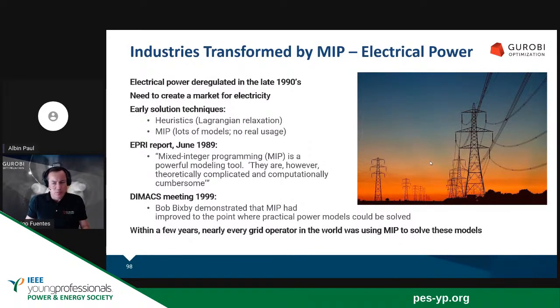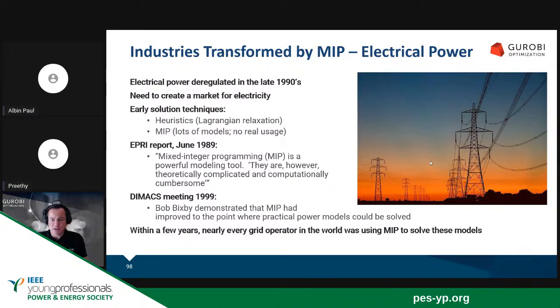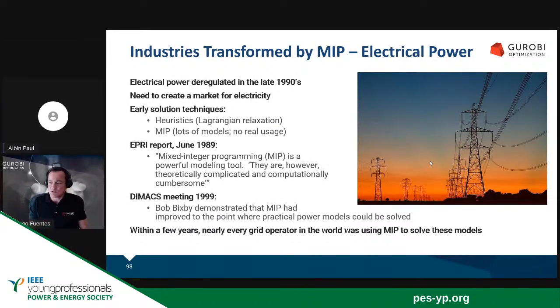There was an EPRI report from June 8, 1989 that I'd like to refer to. I'm going to read it because I think it's very telling. "Mixed integer programming, MIP, is a powerful modeling tool. They are, however, theoretically complicated and computationally cumbersome." So basically MIP was available in 1989, but it was more of a toy. For power systems and unit commitment, maybe you could solve some problems, but not problems reflective of a realistic size in a typical control center.